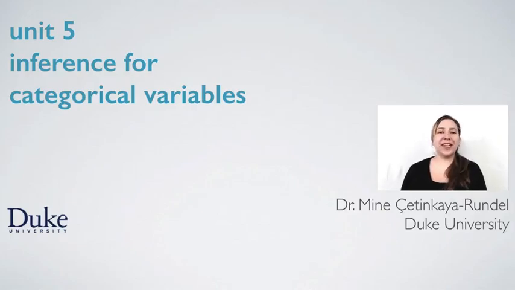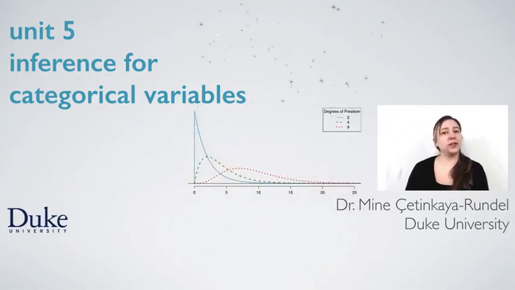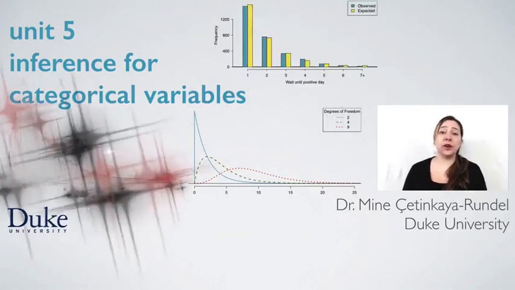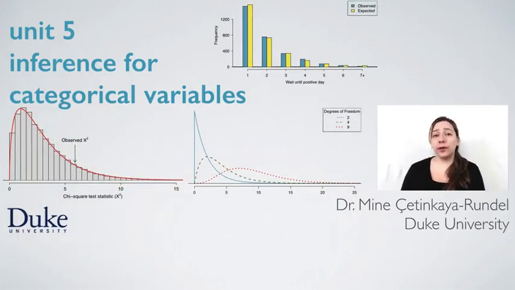Welcome to Unit 5 of Data Analysis and Statistical Inference. In this unit, we're going to be talking about doing inference for categorical variables where the parameter of interest is a proportion as opposed to the mean that we've been talking about in the previous units.